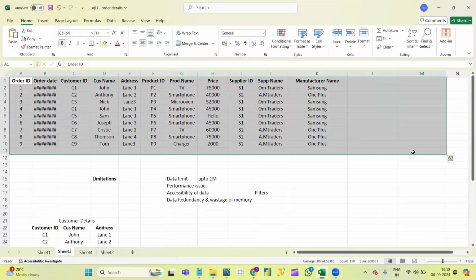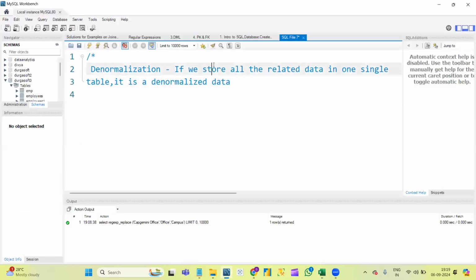In the initial stages, I explained the limitations of Excel, but forget about that now. Just try to understand, I'm speaking about SQL only. Initially, we have basically two terms, normalization and denormalization. What is denormalization? If you store related data in one large table, that way of storing the data is called denormalization. If you store all the related data in one single table, it is called denormalized data.